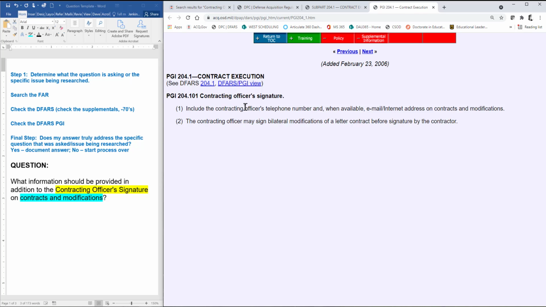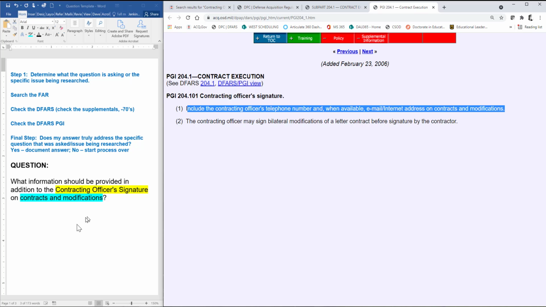1, include the contracting officer's telephone number and, when available, email, internet address on contracts and mods. Well, that sounds pretty familiar to my question. Let me just go back and read it. What information should be provided in addition to the contracting officer's signature on contracts and mods? So apparently this is talking about the contracting officer's signature, but it also says that we need to include the telephone number and email address and all that good stuff on contracts and mods. To me, that clearly answers the question, okay?